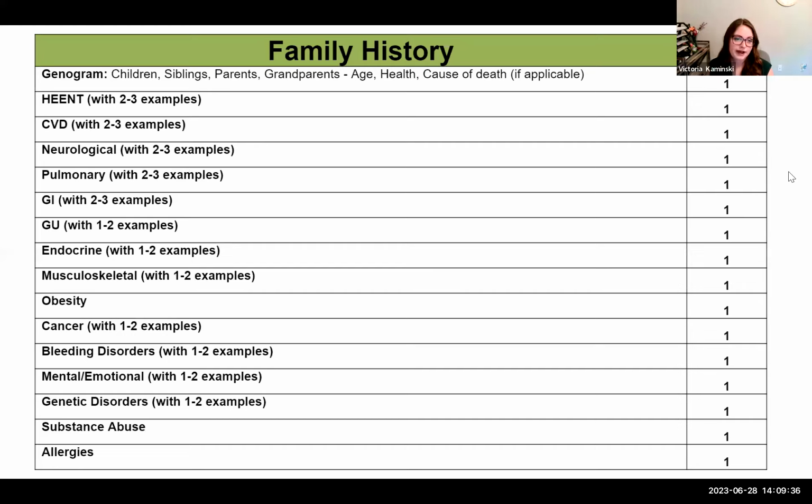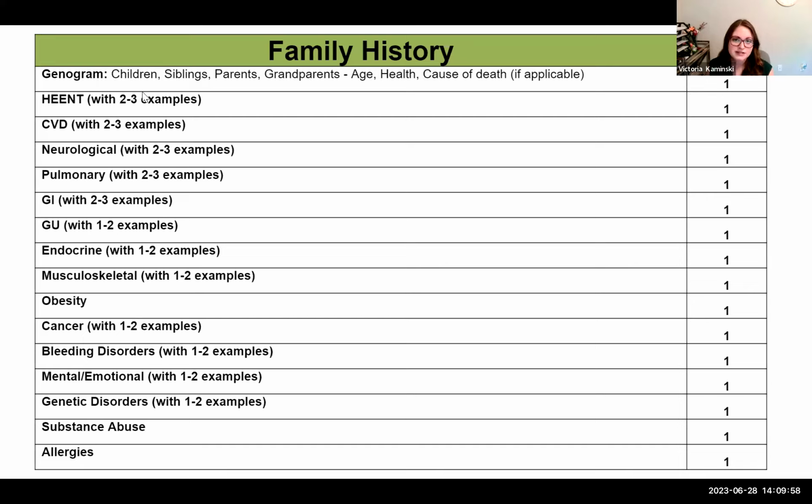In terms of your past medical history or your family history, you're going to ask the patient on the genogram about their children, any siblings, their parents, their grandparents, and you're going to need to know ages or rough estimates of age, their overall health and any health conditions, and the cause of death. That's going to get you 1 point.